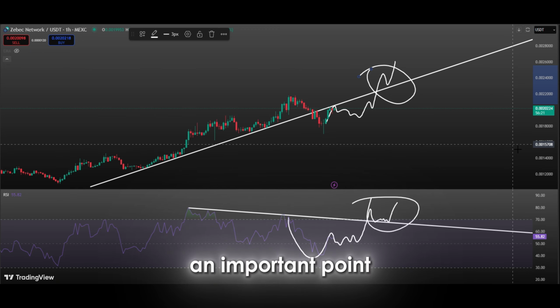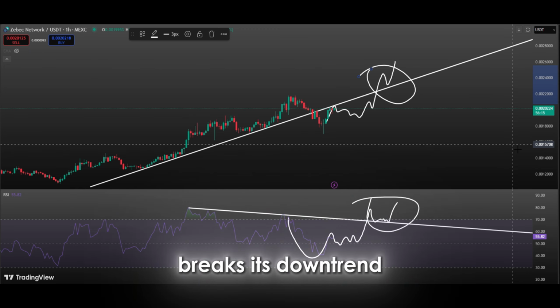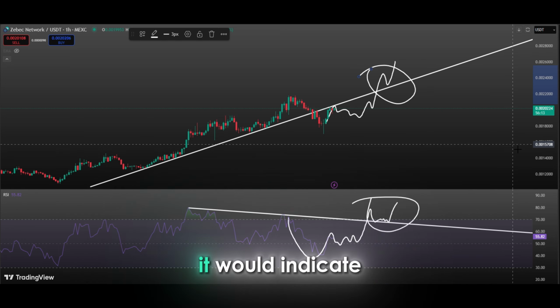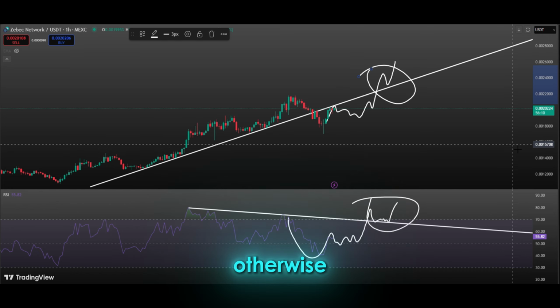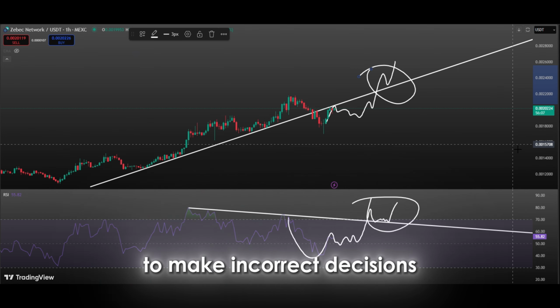However, there is an important point to consider. A breakout in the RSI's descending trend line is merely a signal. For a bullish scenario to be confirmed, the price must also show a similar direction. If the RSI breaks its downtrend and the price simultaneously breaks key resistance levels, it would indicate that the upward move is based on solid foundations. Otherwise, temporary deviations in the RSI could be misleading and cause investors to make incorrect decisions.